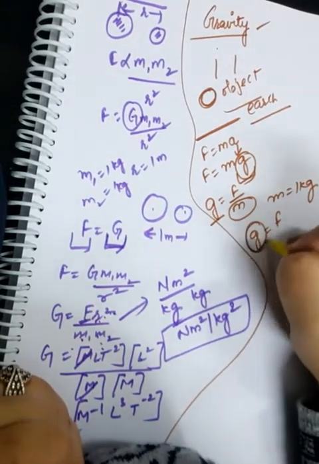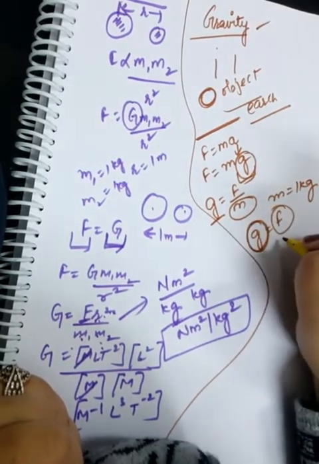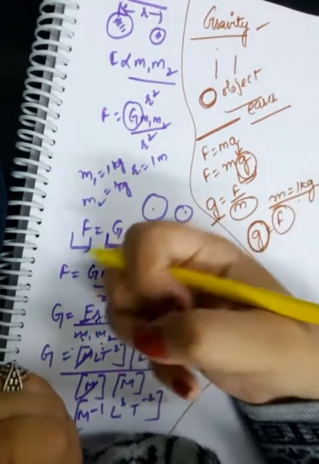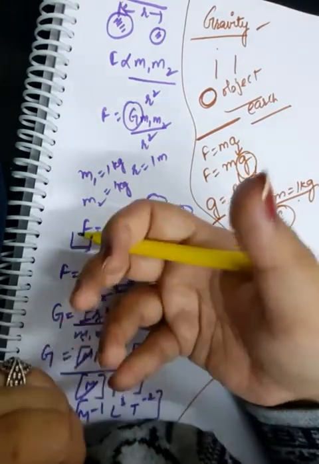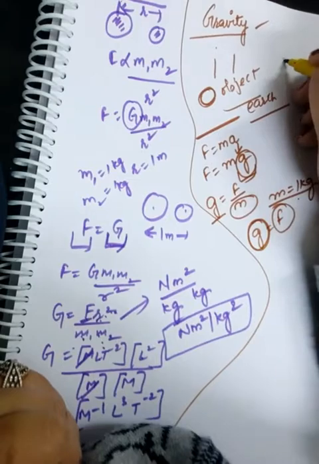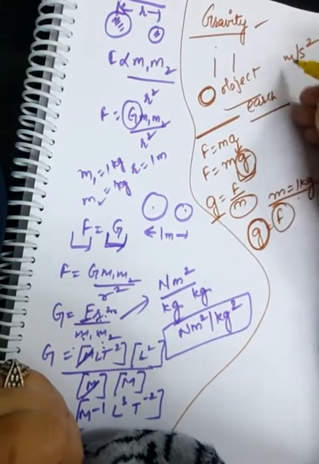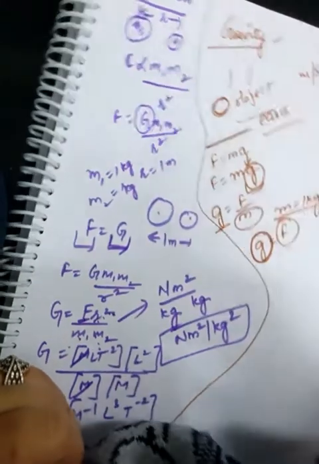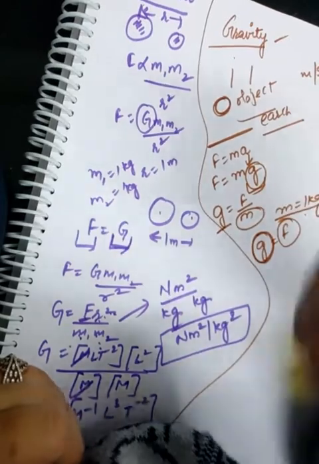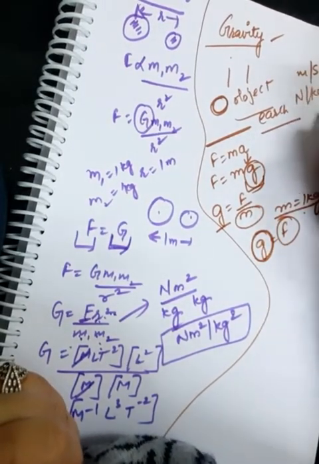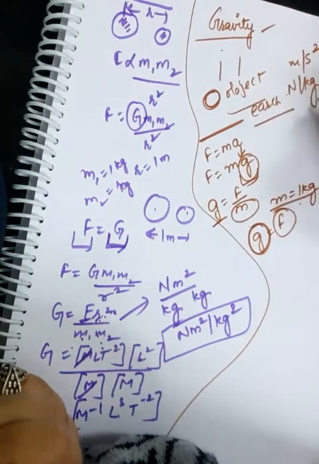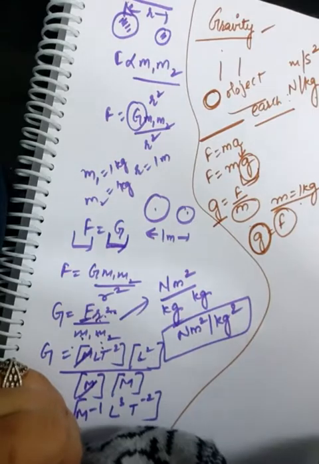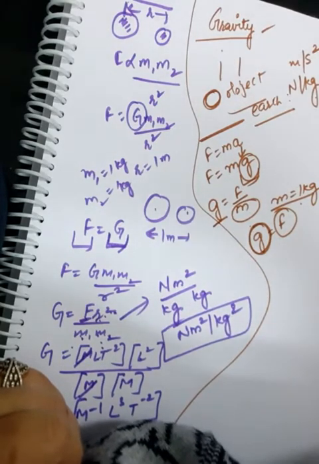So acceleration due to gravity is the force of gravitation experienced by an object of 1 kg due to the earth. This is the definition of small g, and small g has the units meter per second square, just like acceleration, or you can say newtons per kg, because force is measured in newtons and mass is measured in kg. So newtons per kg or meters per second square. This is acceleration due to gravity.